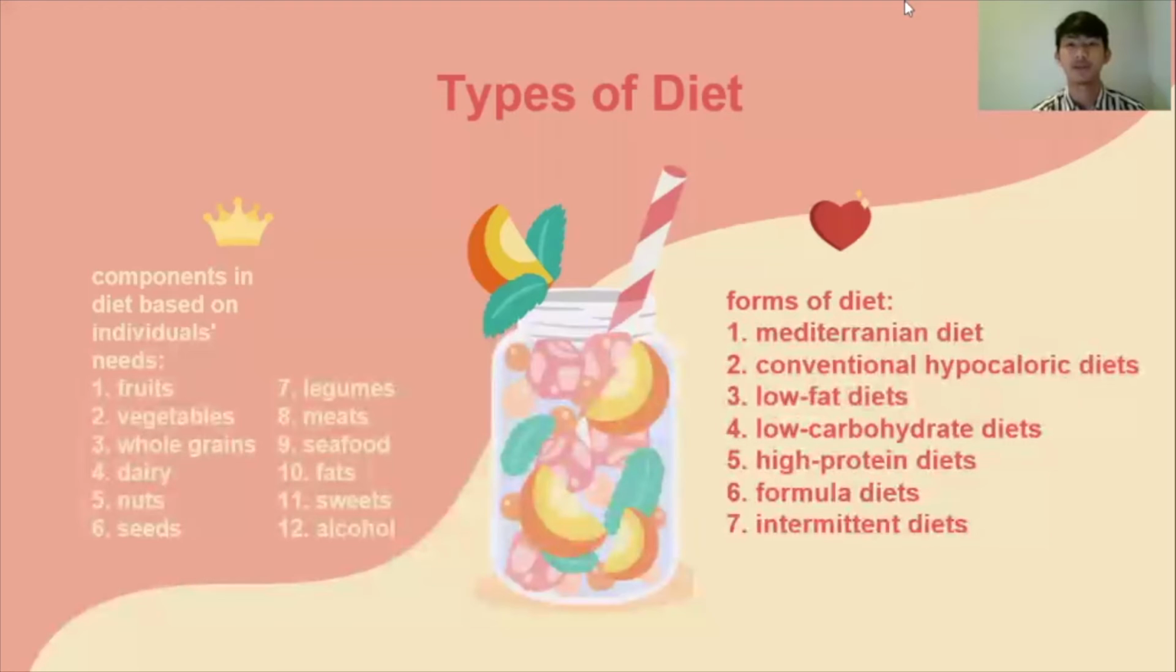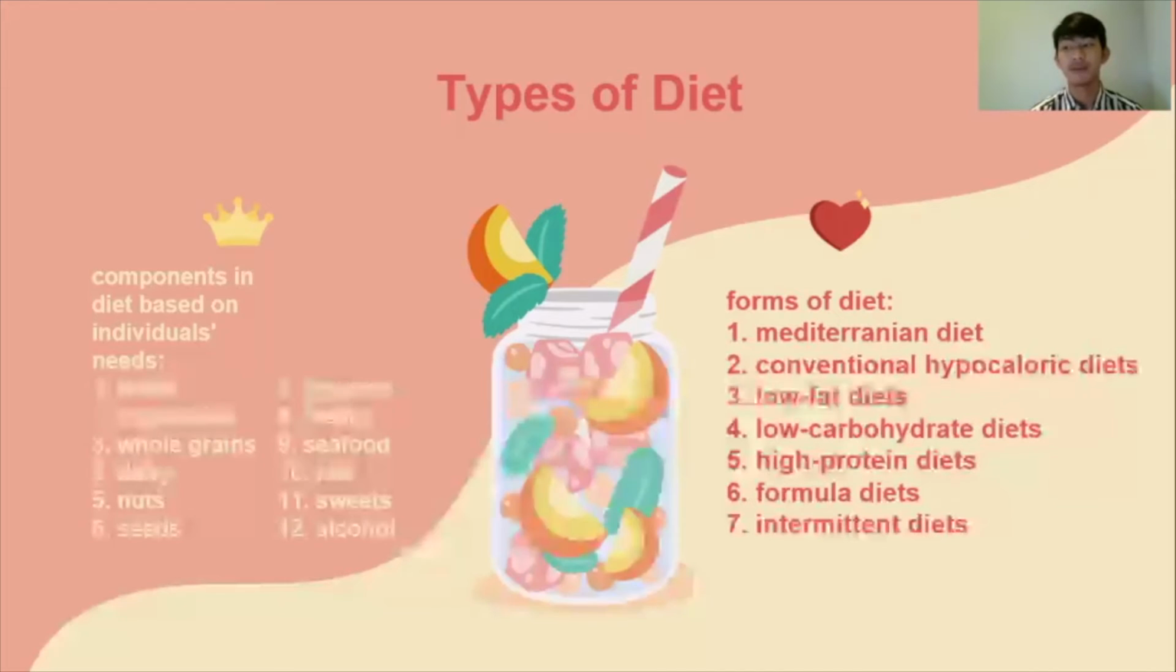Hello, my name is Dava, student number 146. I will explain about the forms of diet. There are 7 as you can see on the screen, but there are actually more. I will explain a few of them. The Mediterranean diet focuses on grains, fruits, and vegetables as the traditional dietary patterns of Euro-Mediterranean countries. Conventional hypocaloric diets focus on reducing caloric intake by reducing saturated fat and increasing fiber-rich foods such as fruits and vegetables.